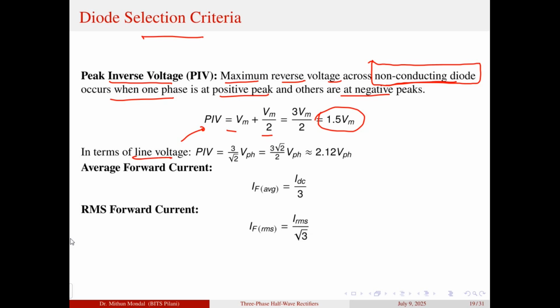So in terms of the line voltage, if we need to compute, because this is the maximum voltage, we are getting 3 by root 2 times the V phase. The 3 multiplication is because we have 3 diodes. So V phase by root 2, which is for the maximum conversion to phase voltage. So that gives 2.12 times the phase voltage. Average forward current is IDC by 3 and RMS forward current is IRMS by root 3. In order to select the diode properly, we need to have this computation appropriate so that we know how much current we need to pass when the diode is under non-conducting zone.